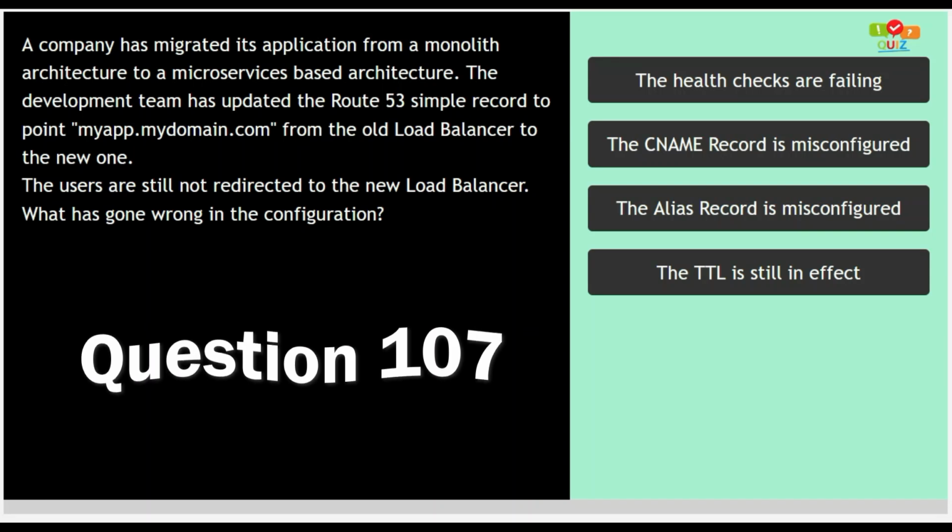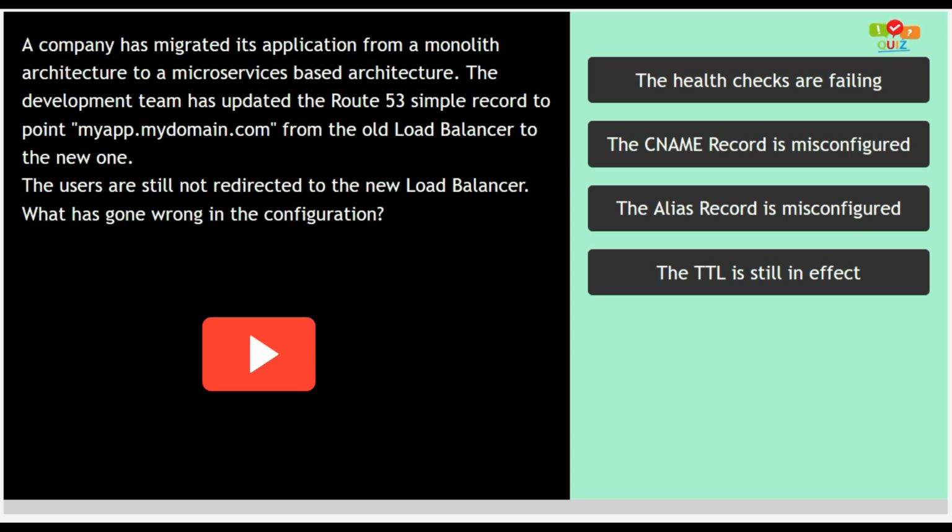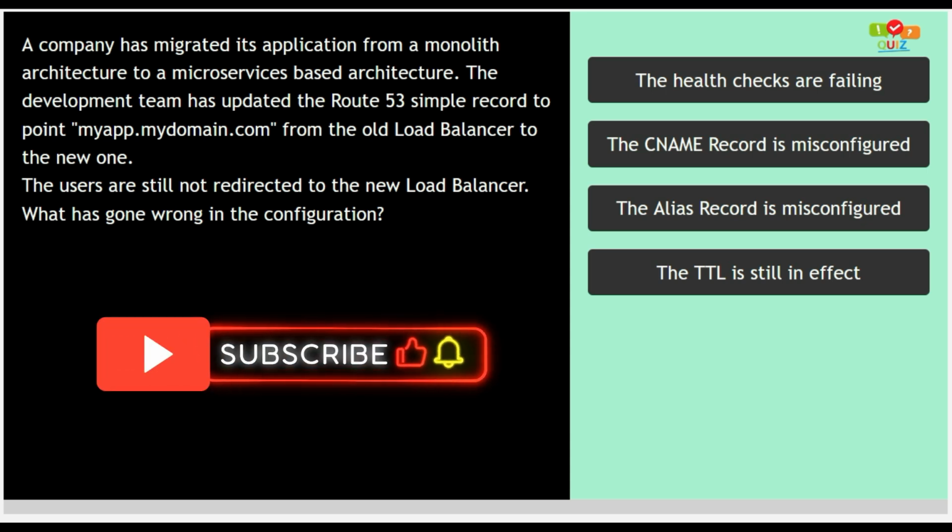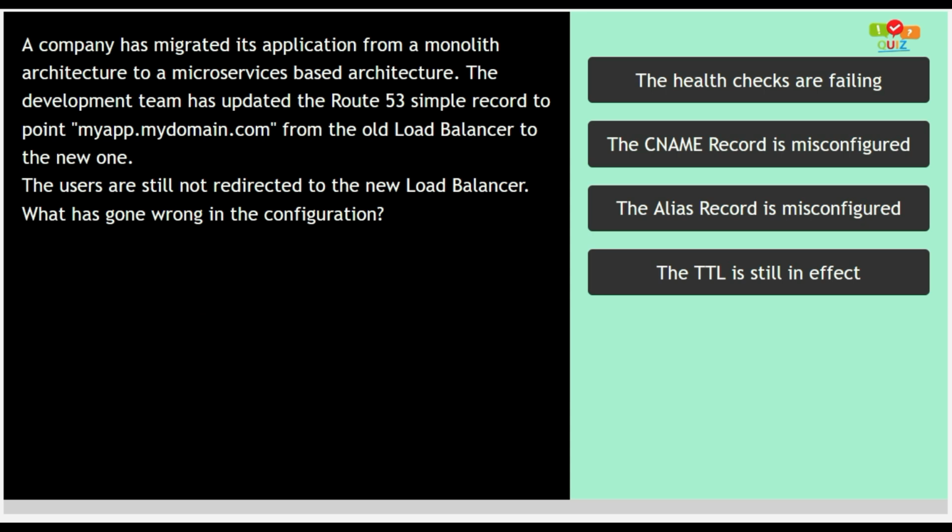A company has migrated its application from a monolith architecture to a microservices-based architecture. The development team has updated the Route 53 simple record to point myapp.mydomain.com from the old load balancer to the new one. The users are still not redirected to the new load balancer. What has gone wrong in the configuration?